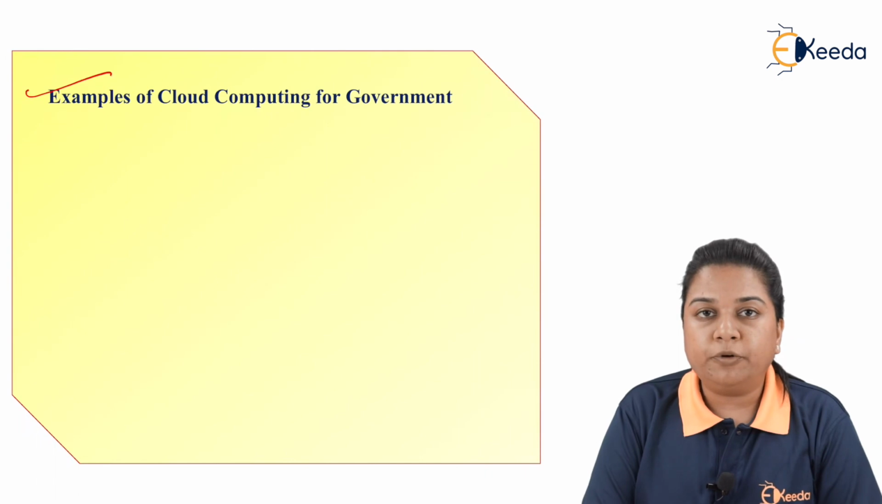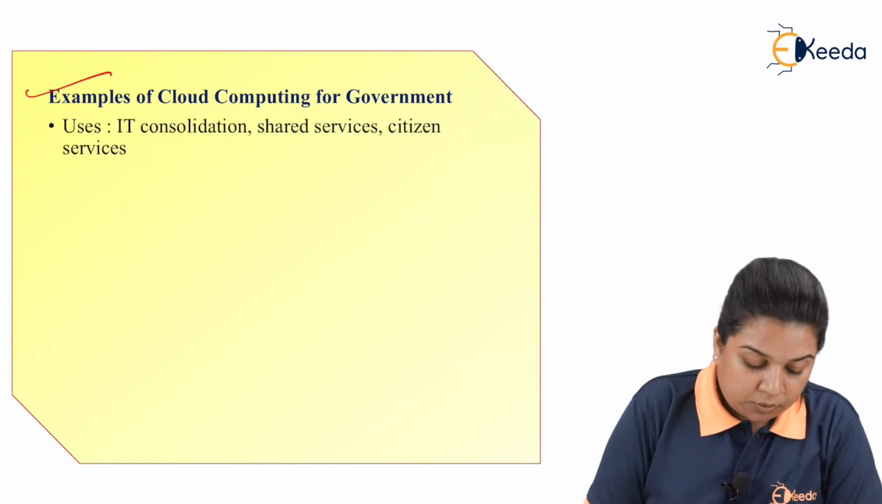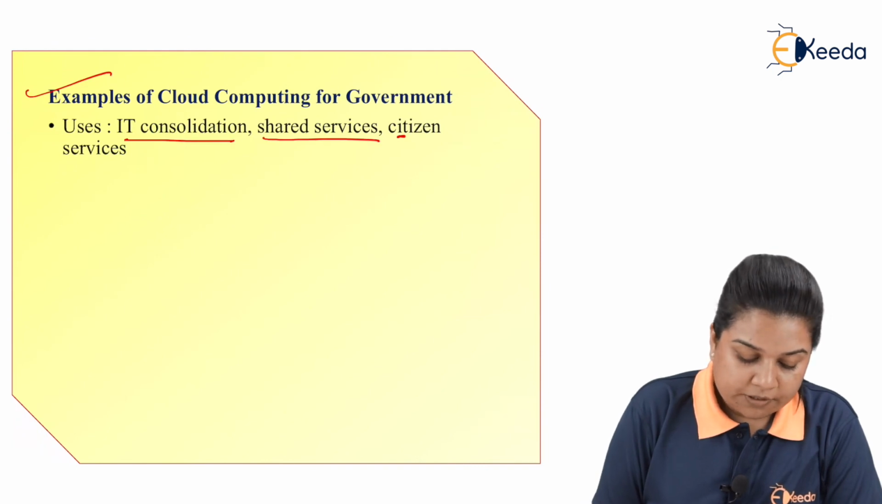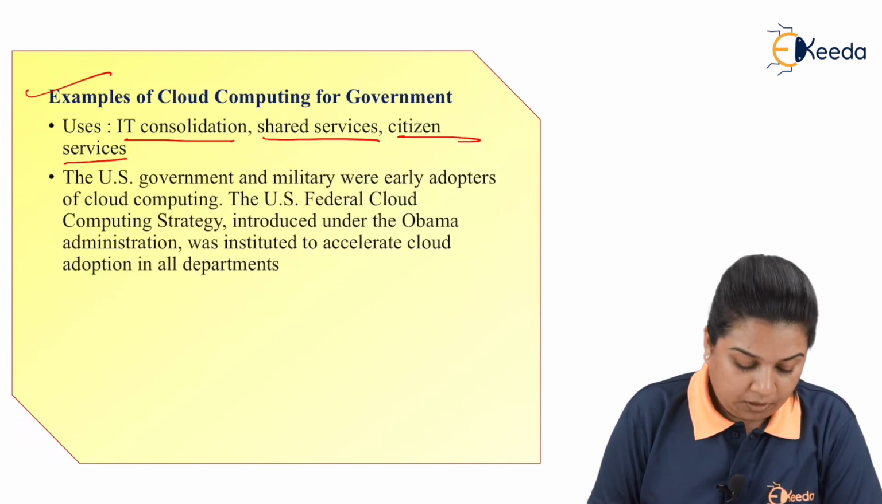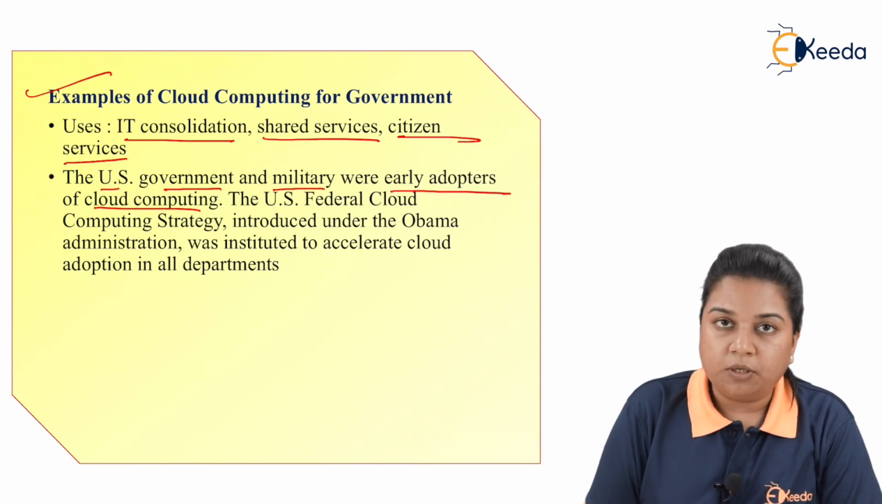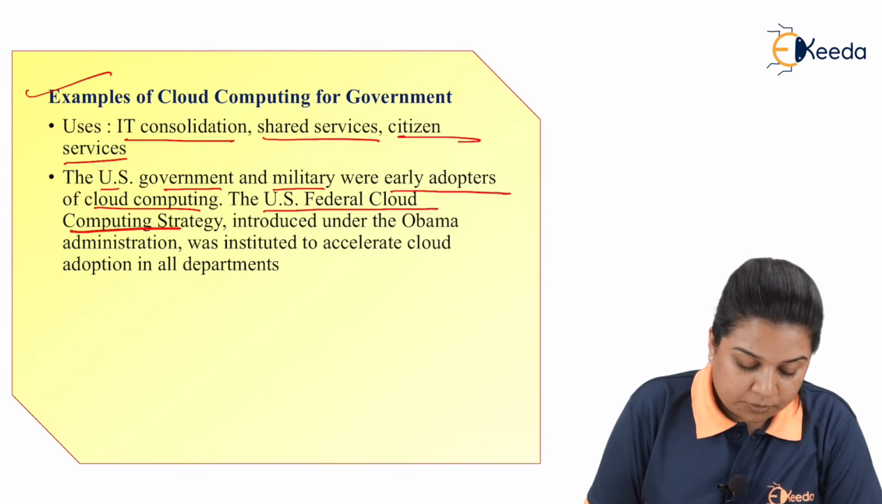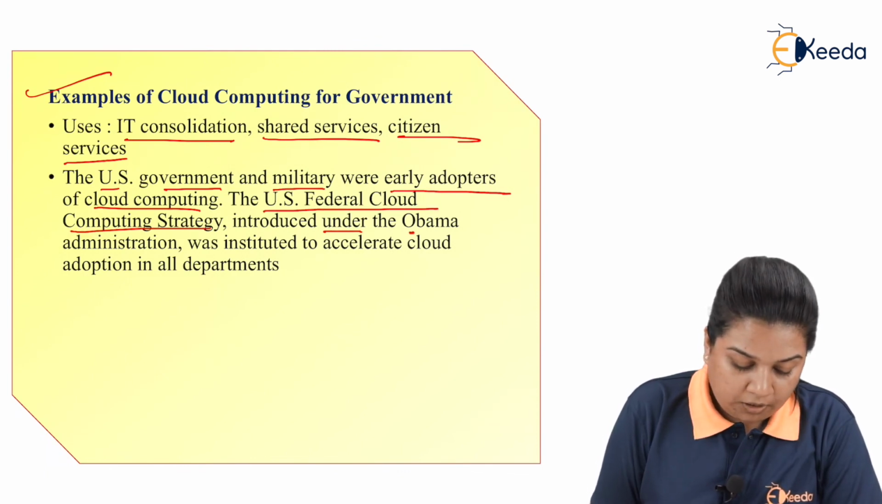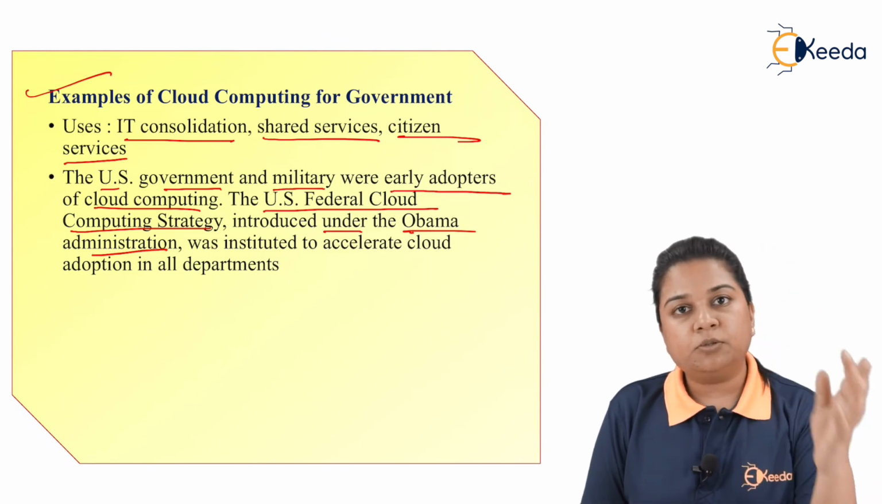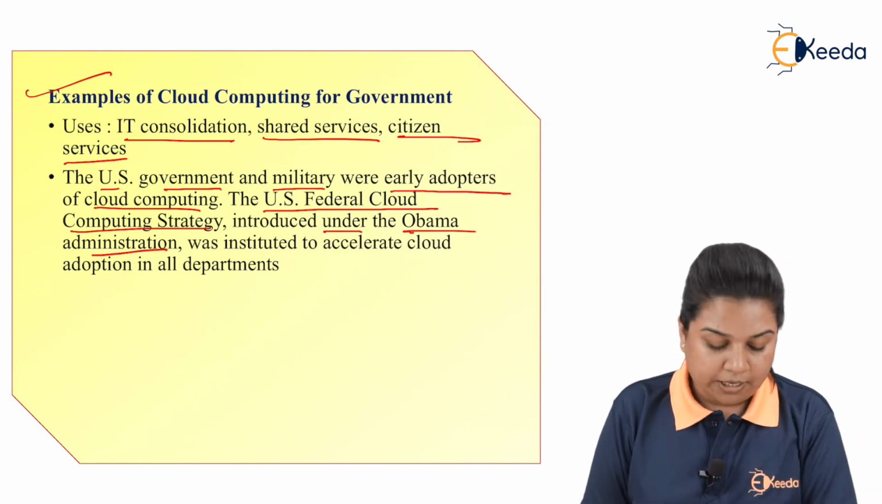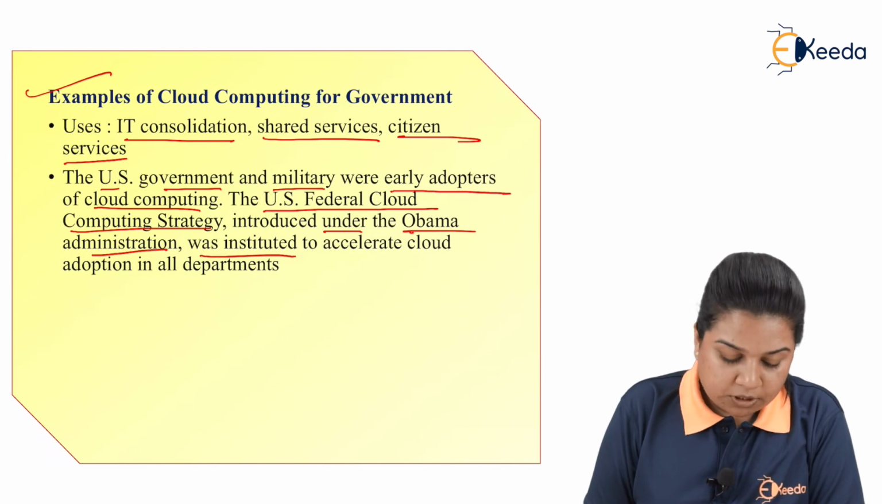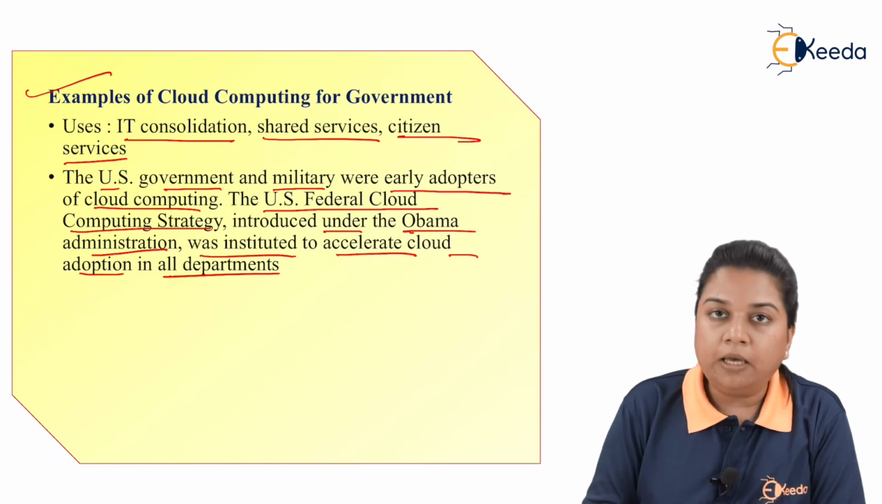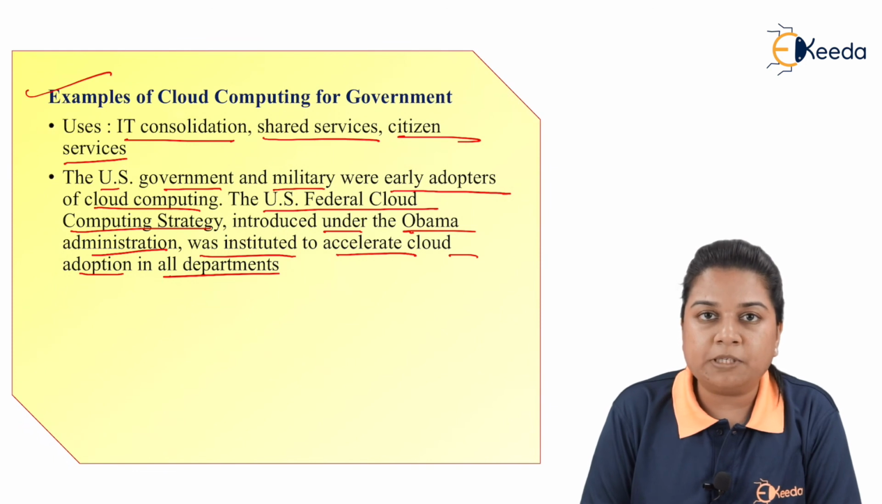Examples of cloud computing for the government, that means government organizations, how they are using it: IT consolidation, shared services, citizen services, etc. The US government and military were early adopters of cloud computing. The US federal cloud computing strategy introduced under the Obama administration, that means it has been in practice for a long time, was instituted to accelerate cloud adoption in all the departments. That means the maximum number of departments are trying to use cloud services.